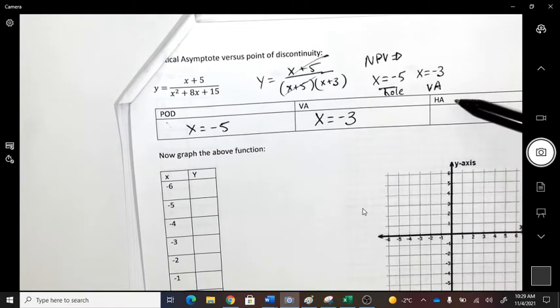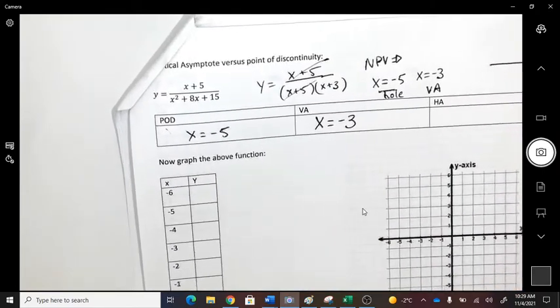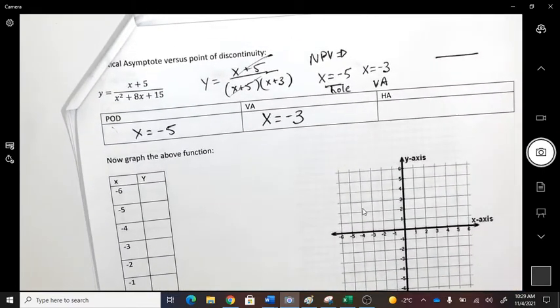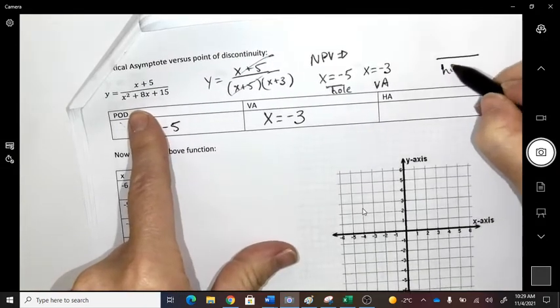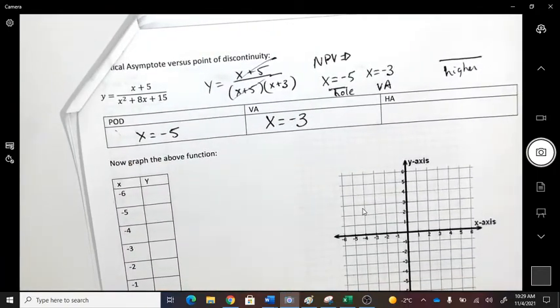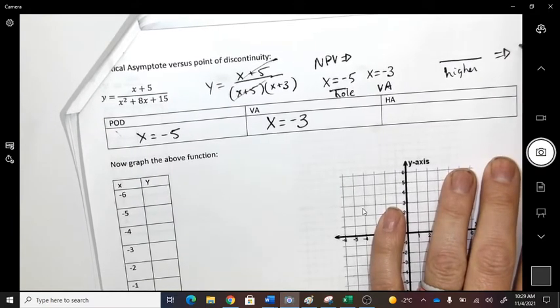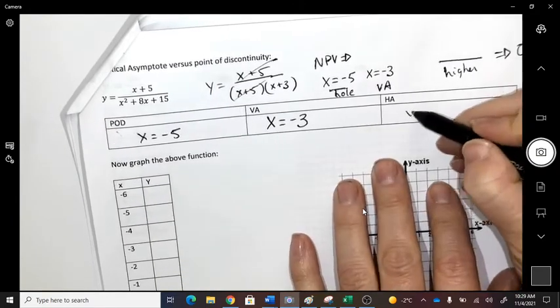Okay, now horizontal asymptote. What do you think about our fraction? Are we a higher degree somewhere, or are we the same degree? We have a higher degree on the bottom. So what do we know about numbers? If the bottom gets bigger, what are we going to get to? 0.